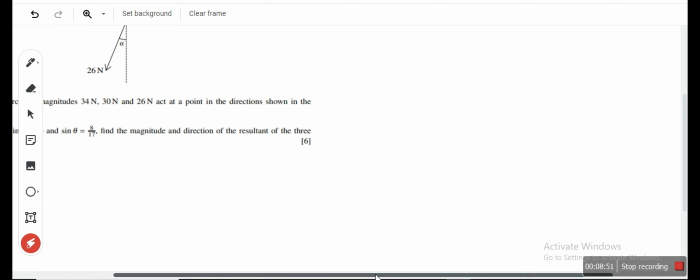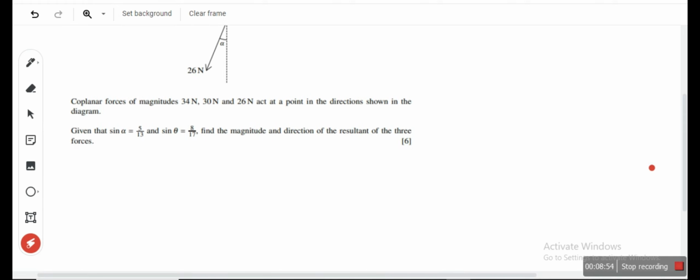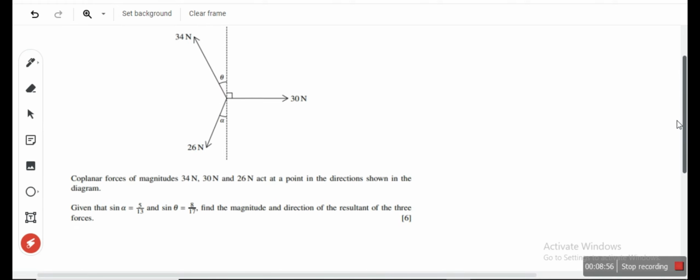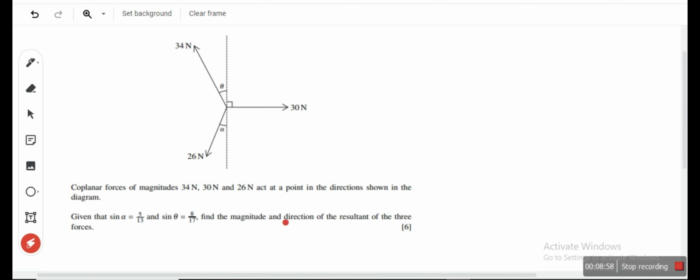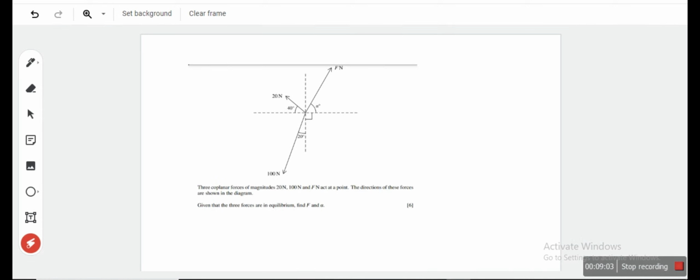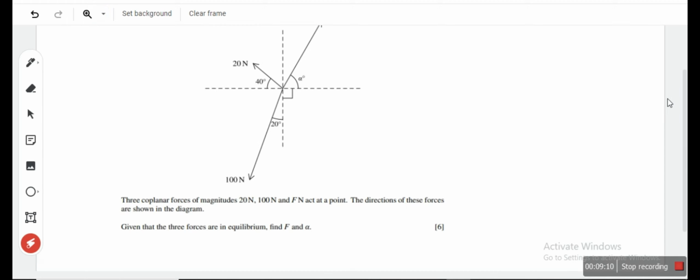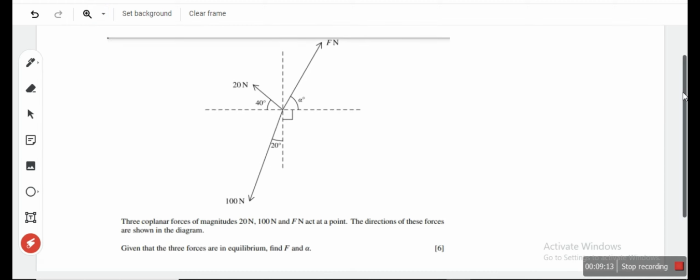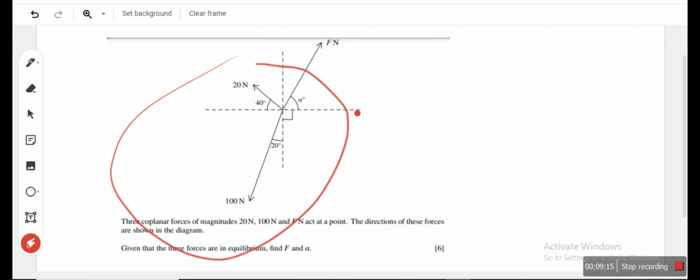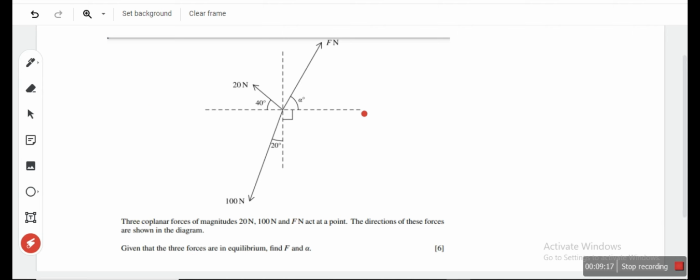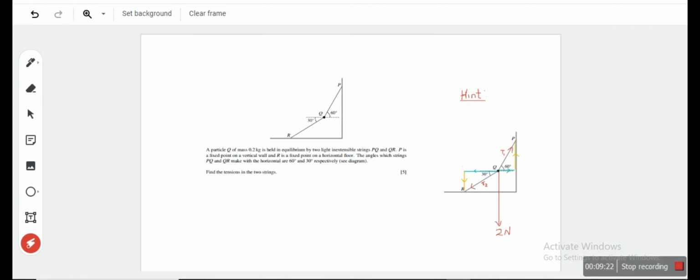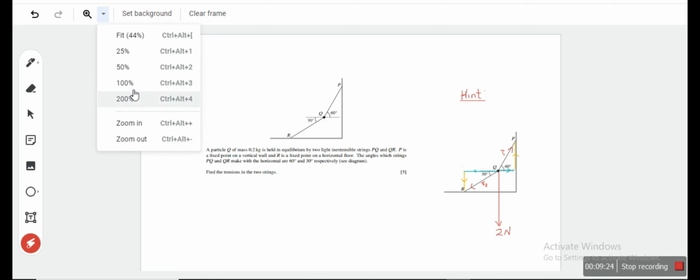This one says we are required to find the magnitude and direction of the resultant force of the three. I think that's what we just talked about now. We have this one too. I think this is related to the example I explained earlier. They are similar, so we can also do this. And then this one, let me zoom it in properly.